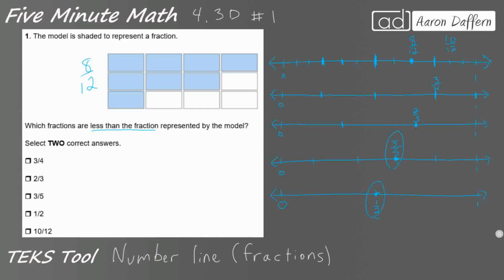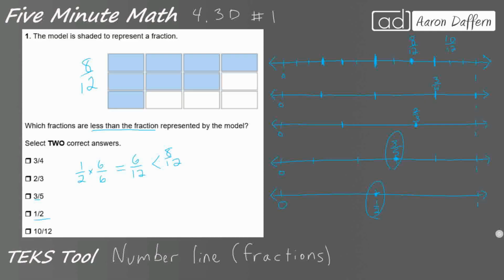So how can we verify? Well, we can verify by finding equivalent fractions. So let's look at my 1/2. That's going to be easy. If we take my 1/2 and we get it into twelfths, that means we're going to have to multiply by sixes. So 6/12ths is less than 8/12ths.